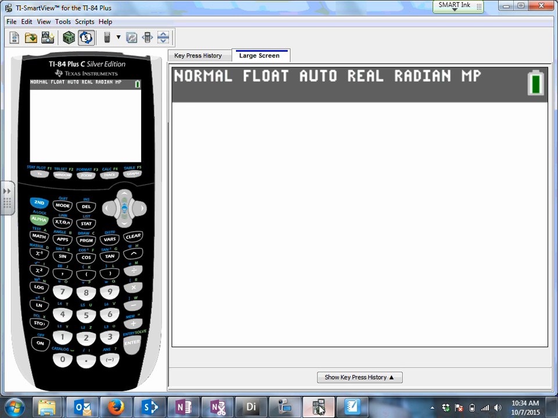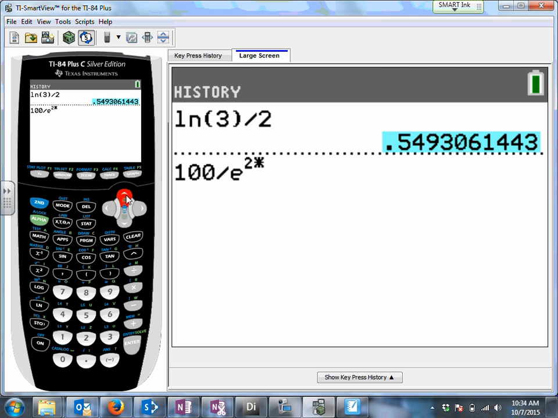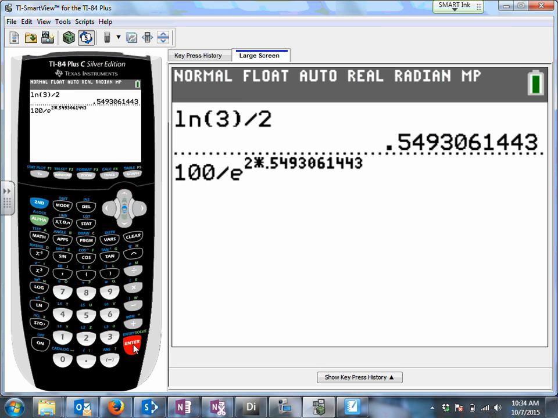You took the natural log of what? 3. And divided it by 2. And now you need to plug it into 100 divided by e to the 2 times r. Instead of writing 2 times 0.54393 or whatever that is, you can either arrow up and hit enter, and it'll call that number.